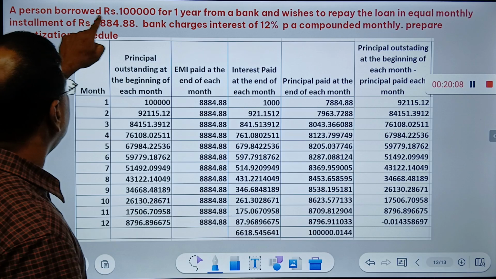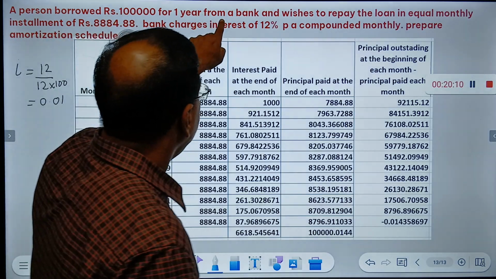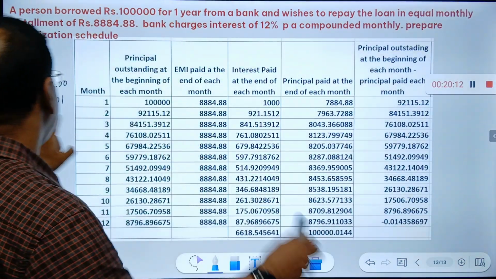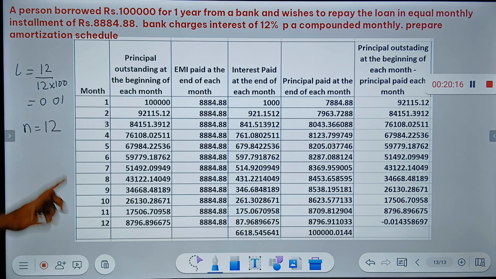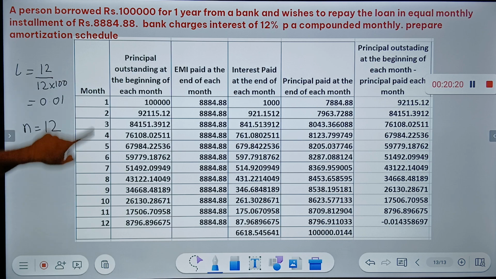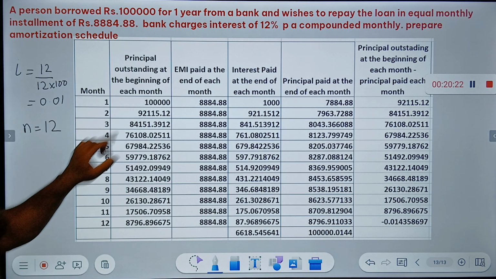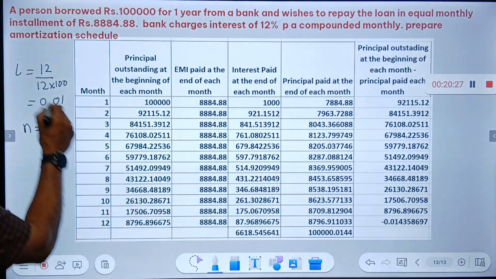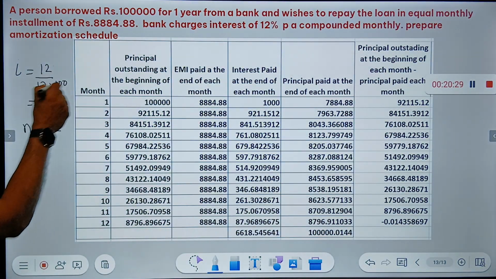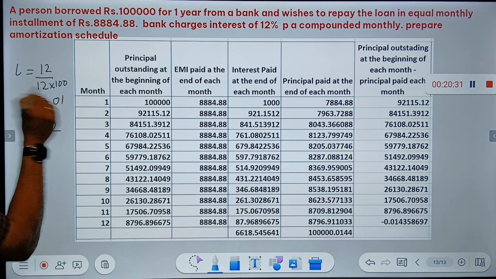A person borrowed rupees 1 lakh for 1 year. The tenure is 1 year. Since the tenure is for 1 year, N will be 12. For 1 year, every month, 12. Okay. So 1 to 12. I have written here 1 to 12. Month is 1 to 12. Now the rate of interest is 12% per annum compounded monthly. Since it is compounded monthly, 12 by 12 into 100. So your interest is 0.01.